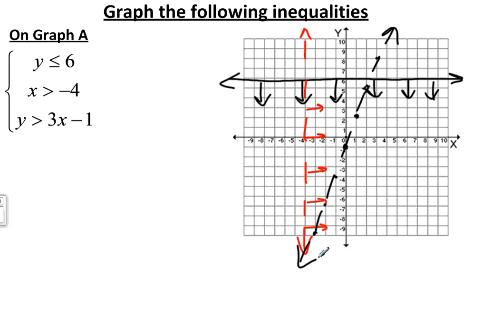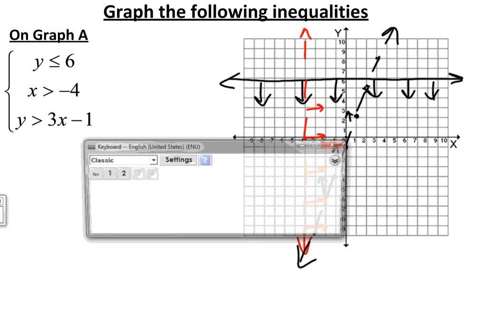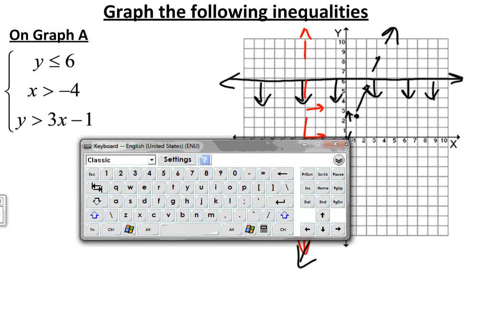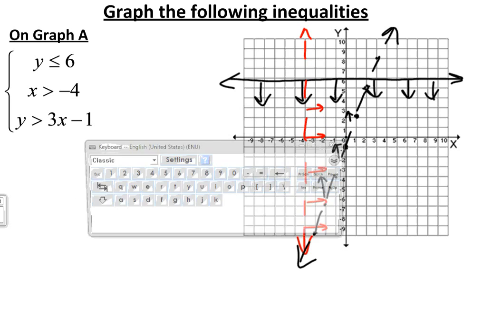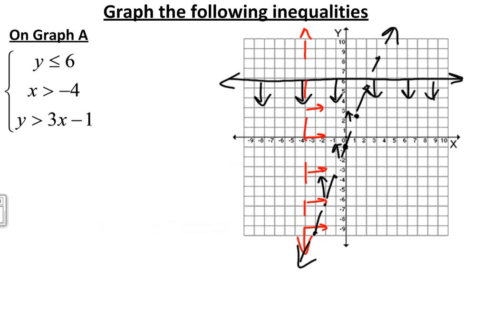Now I can use a test point because this line does not go through 0, 0. If I put in 0 and 0, I get 0 greater than negative 1, which is true. So that means I'm going to shade above. I know originally my solution was in here, but now I have to shade above this black line, which is this direction. So my final answer would be in this area here. Let's do it with red then. And this is your final answer.